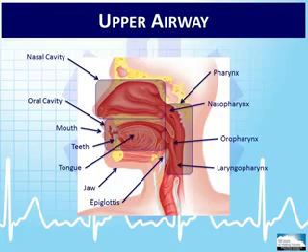The last upper airway structure is the larynx. Commonly referred to as the voice box, the larynx contains the vocal cords and serves as a connecting structure between the pharynx and the trachea.